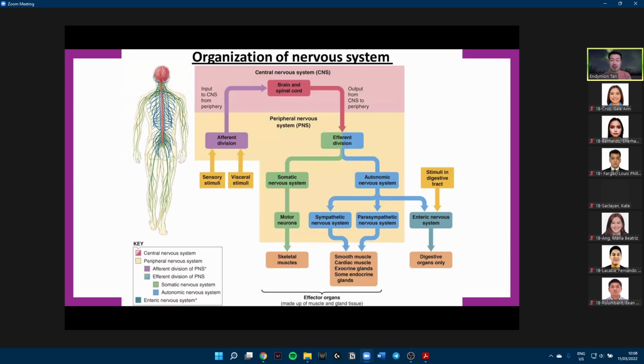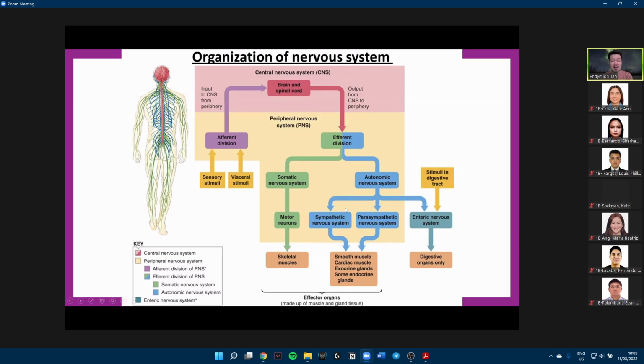This diagram would show you again the functional organization of the nervous system, mainly the CNS, where we have the brain and the spinal cord. Physiologically, the peripheral nervous system is divided into the afferent and the efferent division. The afferent is a sensory division, while the efferent is a motor division, motor in function. Again, physiologically, the efferent division is divided into two, the somatic nervous system and the autonomic nervous system.